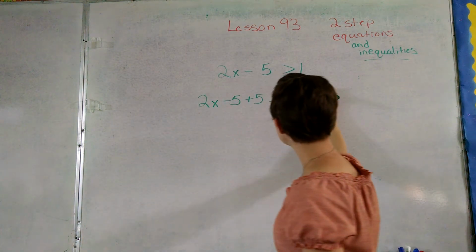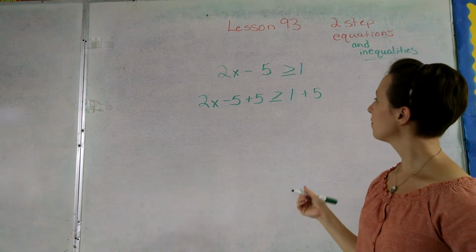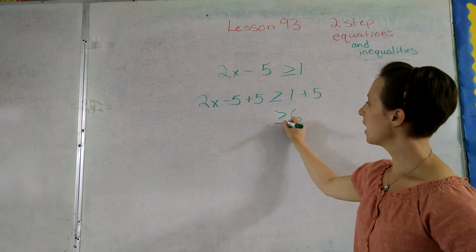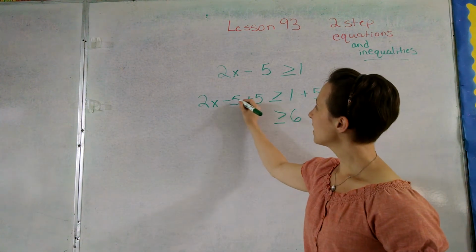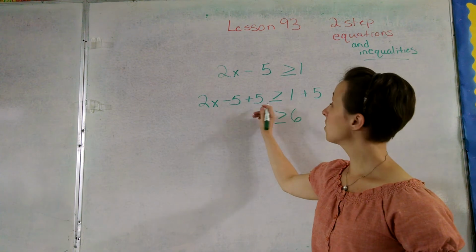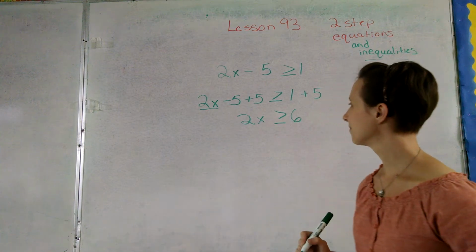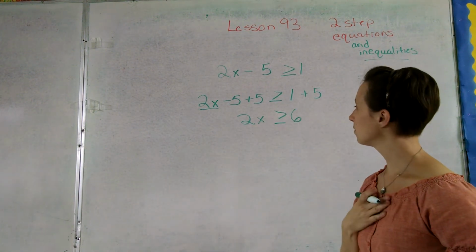Let's add 5 to the other side. Well, that's easy enough. 1 plus 5 is 6. Keep your same symbol. The symbol's not going to change. Minus 5 plus 5, that cancels out. I'm left with just my 2x. So 2x now is greater than or equal to 6.